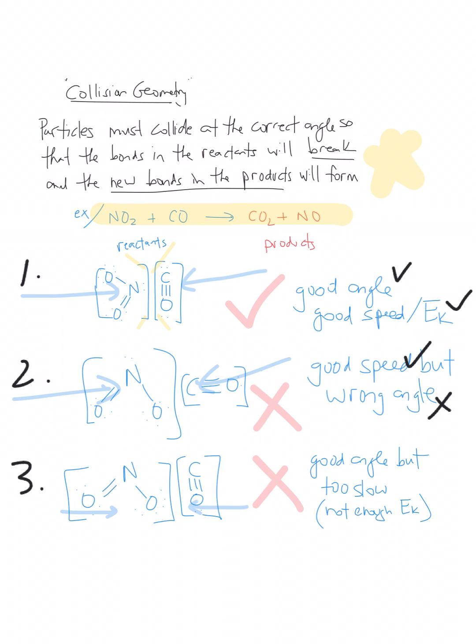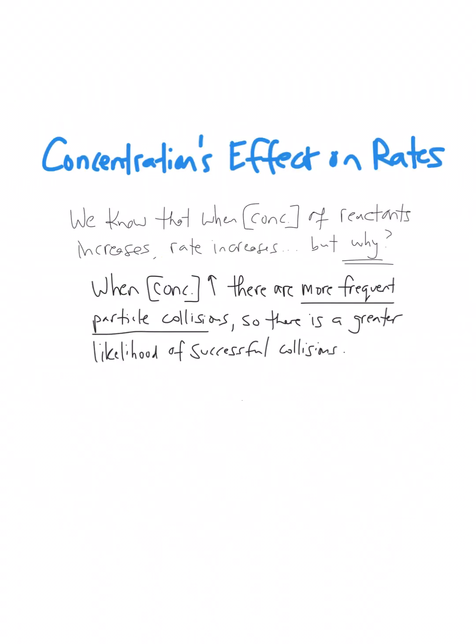And then the third scenario, you can see the angle is correct, but now the little speed arrows have gotten smaller. And so I'm trying to indicate this is too slow. And so whether or not it actually had the correct geometry, it's too slow even though the angle was right, and so it's not going to result in an effective collision. So the two factors are the speed and the geometry, or the kinetic energy and the geometry.